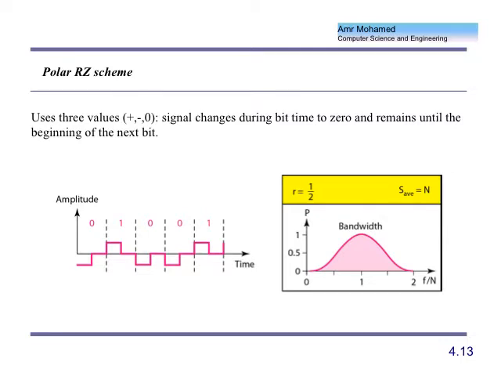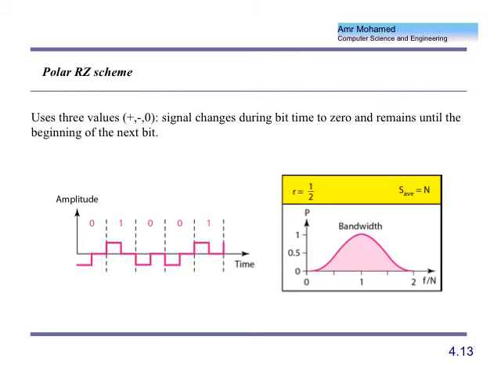Okay? So the issue of self-synchronization has been resolved. The issue of DC component has been resolved completely. What about baseline wandering? Well, you can argue it's not actually resolved. It's not resolved completely. Why?